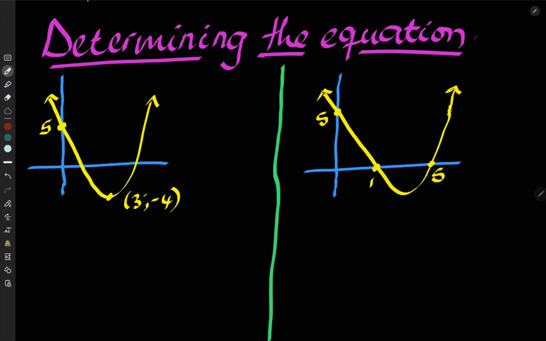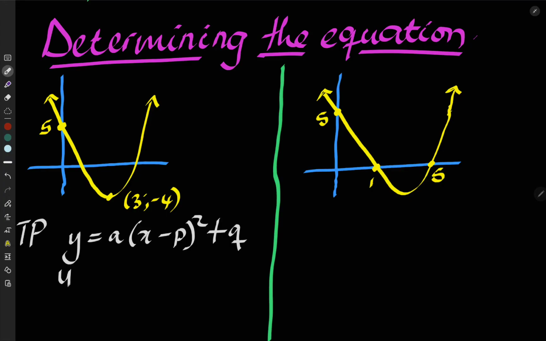So automatically, the turning point formula should kick in, which is TP. Remember, we say that on the turning point, y is equal to a, bracket x minus p, bracket squared, plus q, where your p and q is the turning point. So you simply substitute that. y is equal to, in this case, you don't know your a, so a, bracket x minus 3, because that's your x coordinate of the turning point, bracket squared, minus 4, because that's your y coordinate of the turning point.